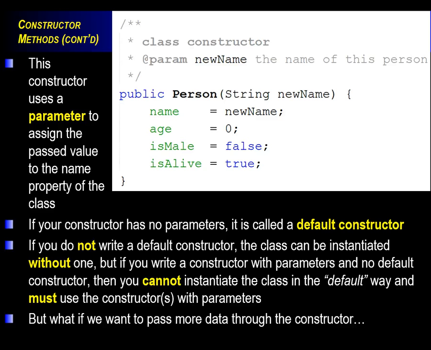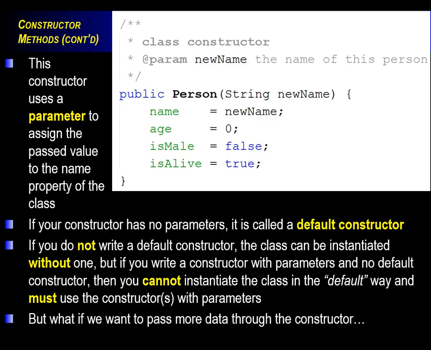Okay, so here's in the slide notes. Constructor uses a parameter. If your constructor has no parameters, it's actually called the default constructor. So that's just the name for it. It's like by default, it calls that constructor. As a little side note, if you do not write a constructor, a class can be instantiated with a default constructor. But if you write a constructor with parameters and no default, then you cannot have a default. I wouldn't worry too much about that. That's just a little side fact on that.